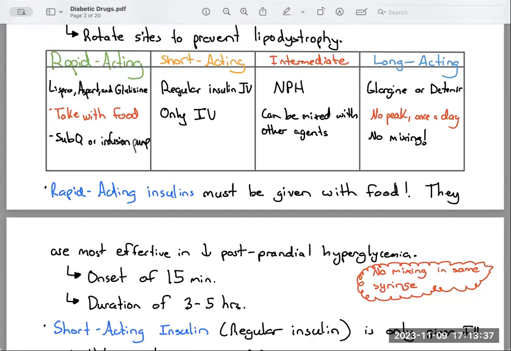Short-acting or regular insulin is the only insulin that can be given via IV. We should have food present. Is it a necessity? No, but there should be food present because it works very quickly. And as we know, IV medications work very fast. So we do want some sort of supplemental sugar there.